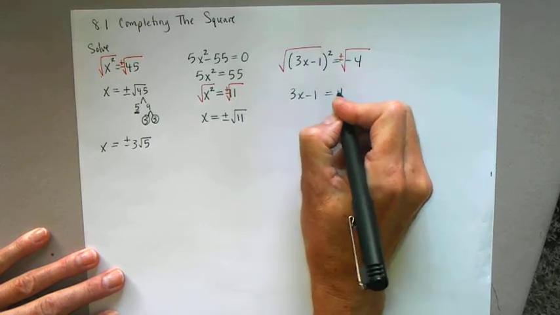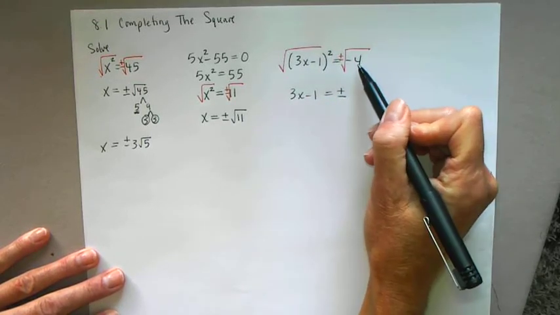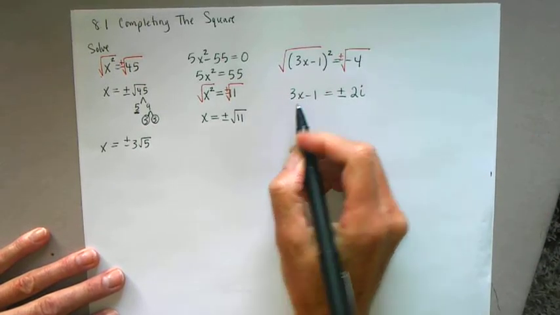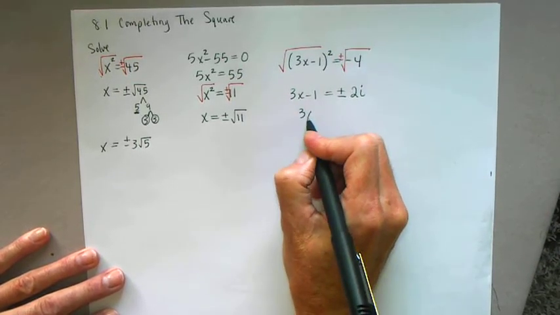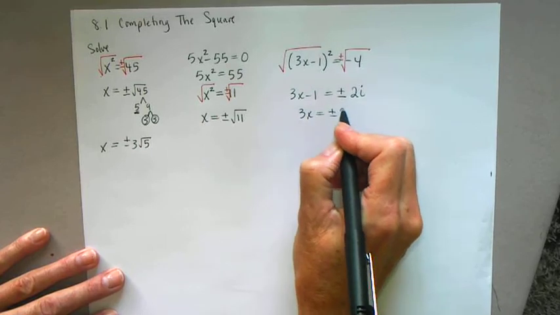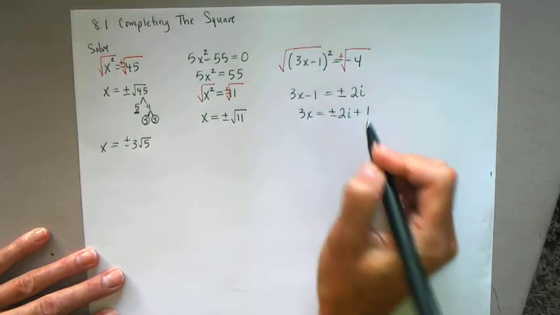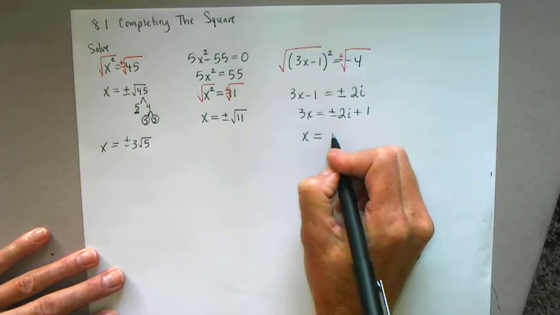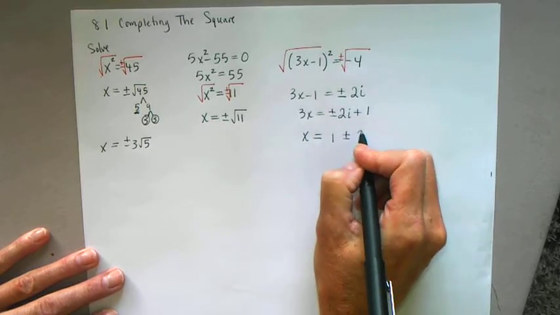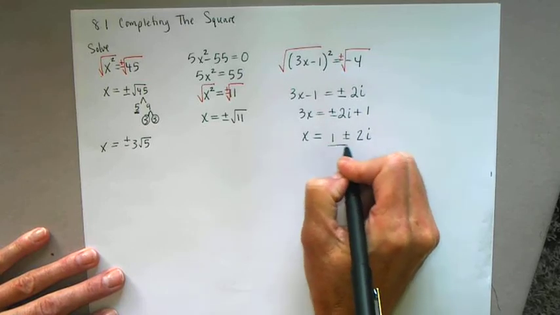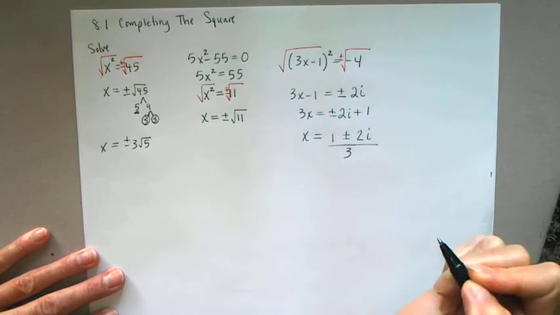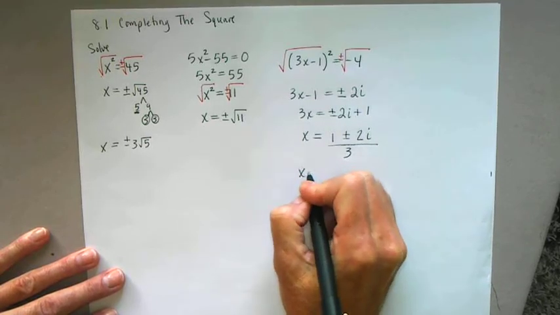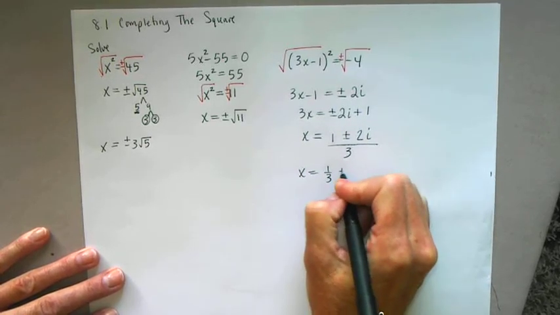So I have plus or minus, and do you remember the square root of negative 1? And then we just get x alone, just like always. So I'm going to add 1 to both sides, and then I'm going to divide by 3. And I should have written that 1 first, because they typically write the real number first and the imaginary number second. And that's all divided by 3. So it could look like that, or it could look like this.